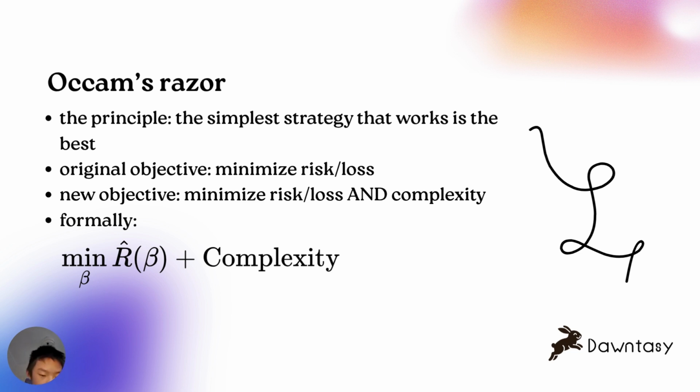So instead of having the objective to be the minimization of just the loss, the empirical risk, R hat of beta, where beta is like our parameters, we can have that plus whatever our measure of complexity is. In this case, we have to minimize both the loss and the complexity for the overall score to go down. So now we have to minimize both.